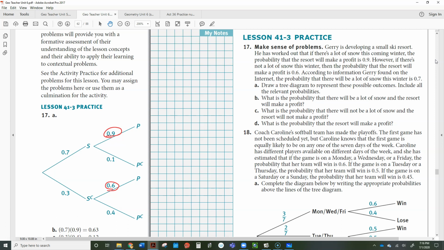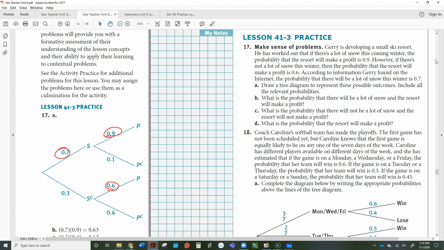According to the information Jerry found on the internet, or Gary, I know a guy named Jerry that spells it with the G but says it with a J, so I don't know. Gary or Jerry.